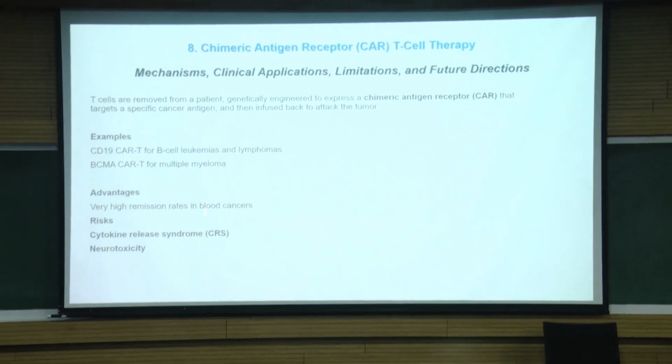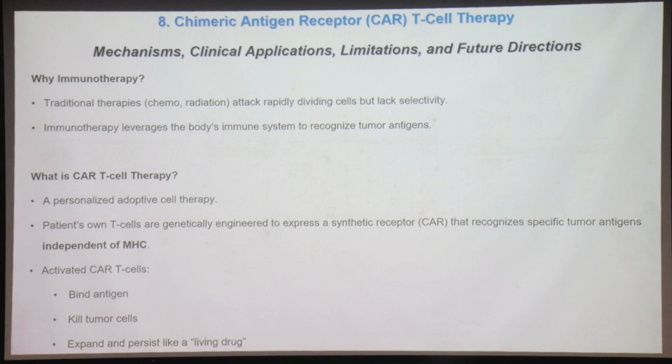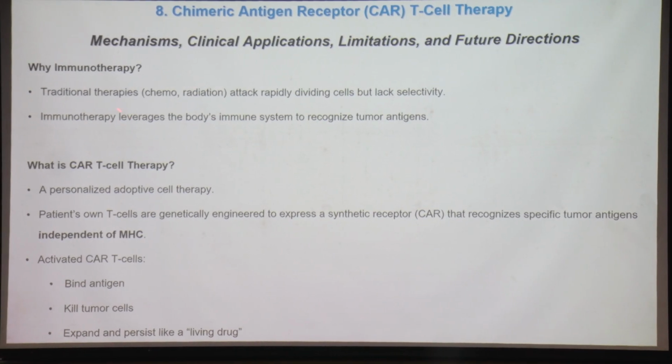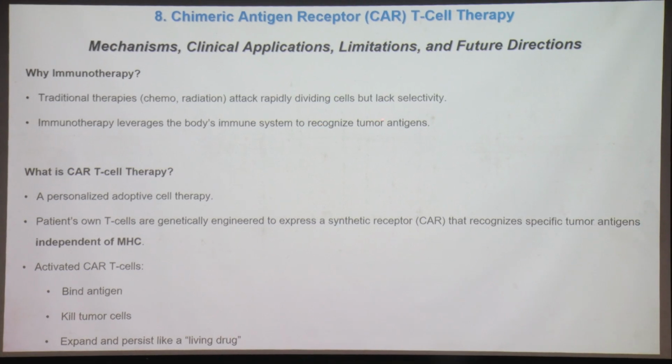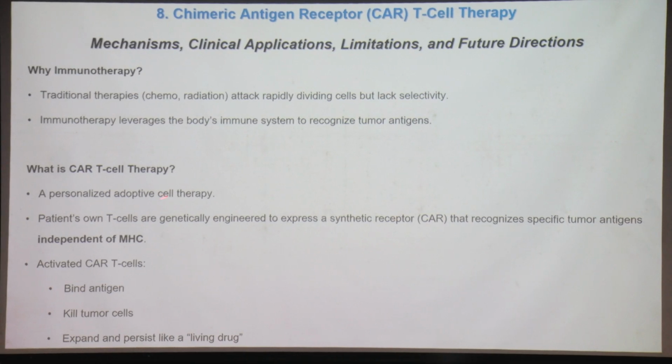Okay, so let's talk about what these CAR T cells are, and then we'll talk about NK cells and other macrophages, T cells, CAR next. They are extremely good for blood cancer. They also have some toxicity, but let's not go there because they are extremely good guys. Immunotherapy leverages the body's immune system to recognize tumor antigens. So CAR T therapy is a personalized adaptive cell therapy.